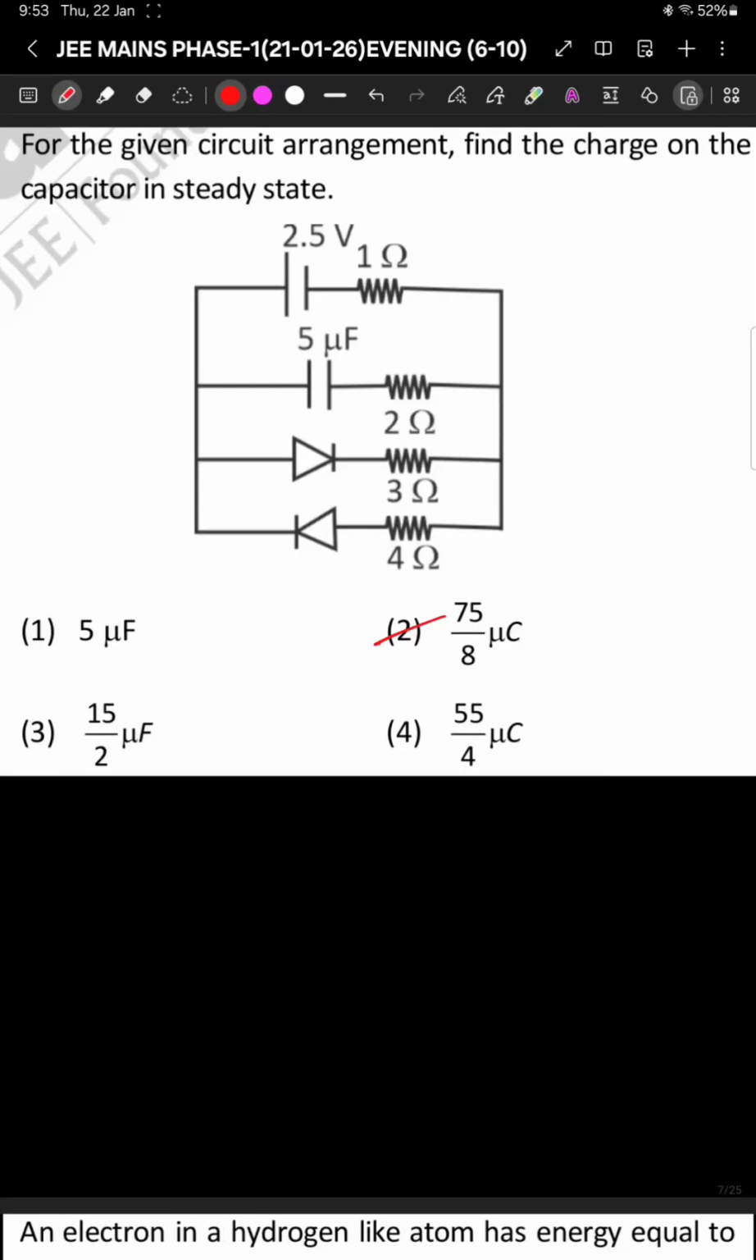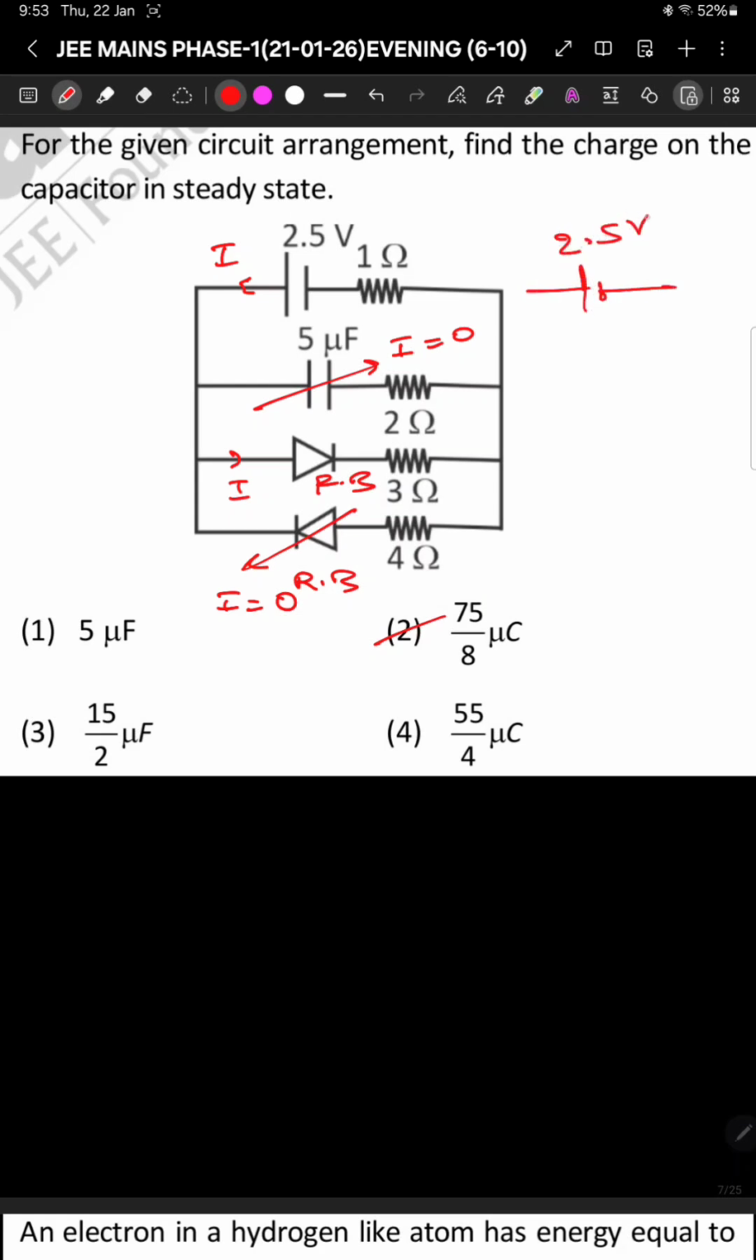This question belongs to RC circuits. For a given circuit arrangement, find the charge on the capacitor in steady state. At steady state, the current through the capacitor will be 0. The whole current should pass like this, through this diode because it is forward bias. But this diode is reverse bias, so through this no current flows. That means the whole current will pass through this only. So the circuit will be redrawn like this.